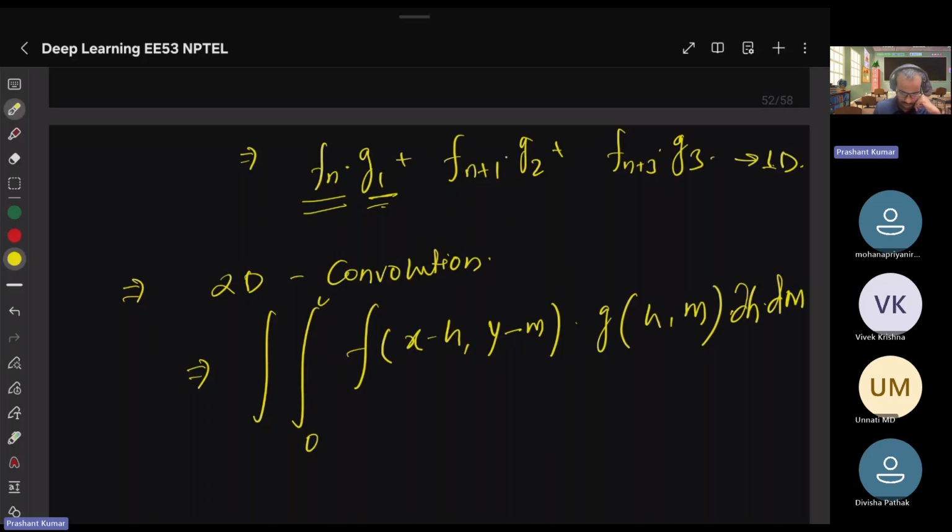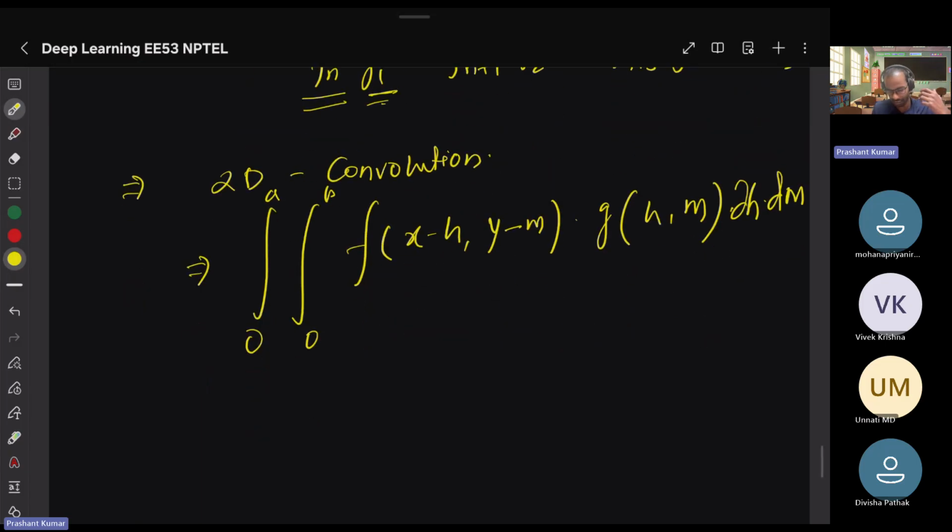Over 0 to infinity, or you can write this as a and b. If the area is limited, then you can write a and b here and c and d. So it is just a matter of the kernel you want to roll into your function. So this is the kernel, and this is the function.